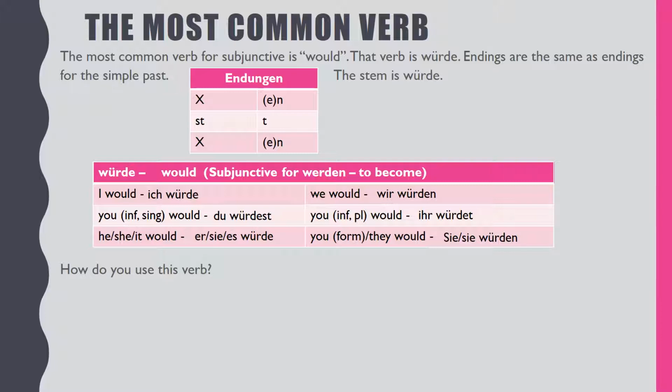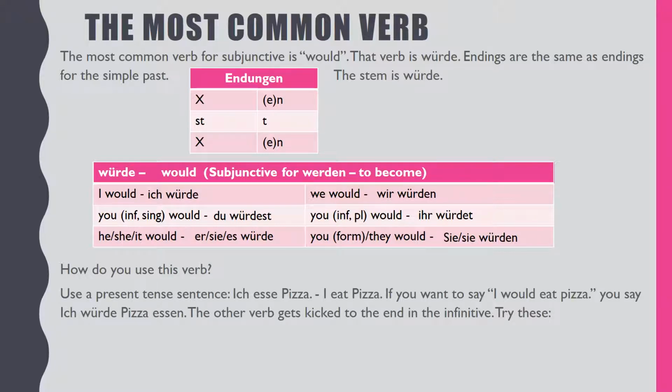How do you use this verb? Use a present tense sentence like ich esse Pizza, I eat pizza. If you want to say I would eat pizza, you say ich würde Pizza essen. The other verb gets kicked to the end in the infinitive.